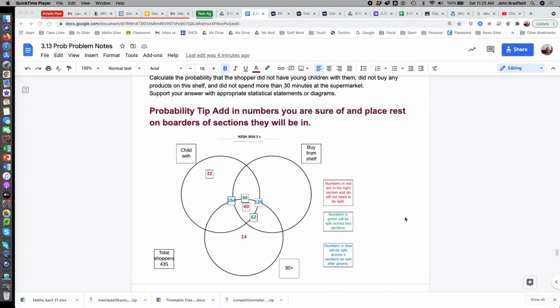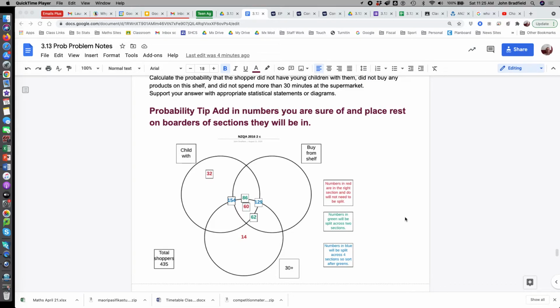The green numbers are split over two areas, so we would deal with them next when we get splitting. Like the 86, they are ones that had the child with them and bought from the shelf. Now we know of that 86, 60 of them are in all three, so that 86 will get split 60, 26. The 62 in green will get split 60 and 2. And then once we've done that, we can sneak up on the likes of the 154 and the 129. So have a go at that.